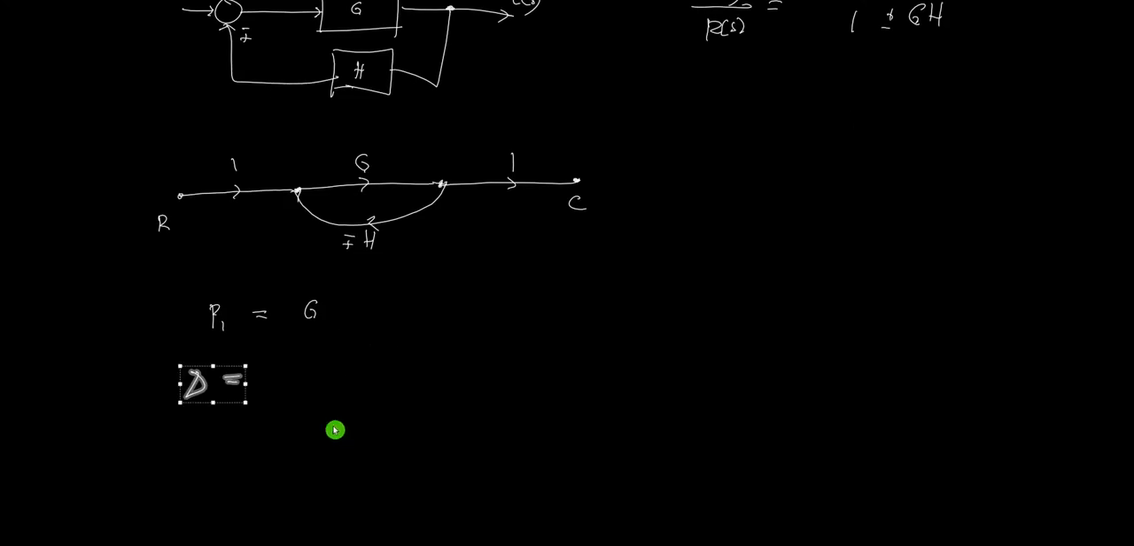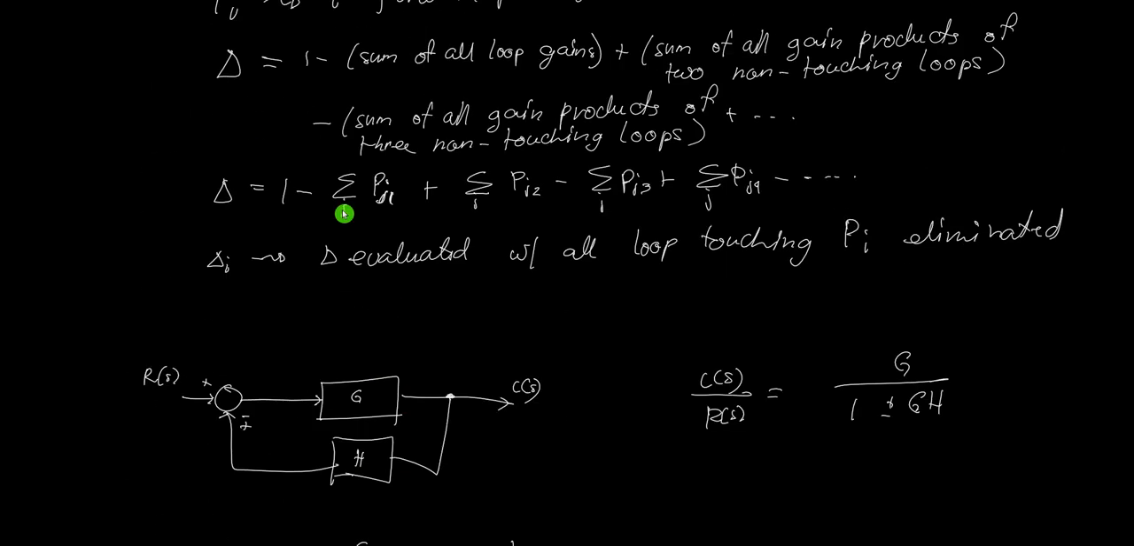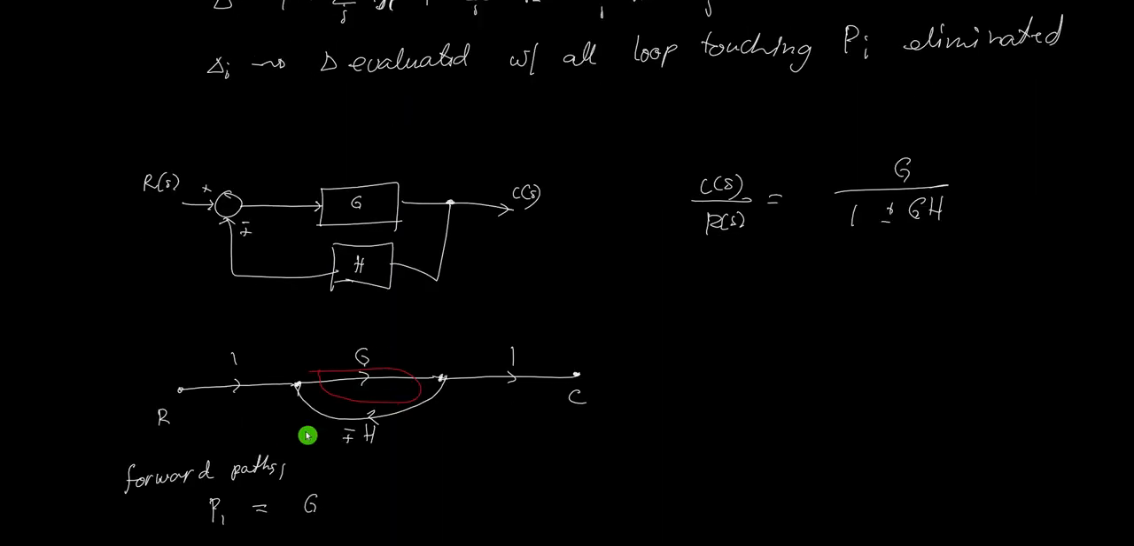So this is the forward path. Next, how about the loops? How many loops do we have? We only have one, this one. This is a loop. That one loop is P11. Why P11? Because this is Pj1, and j is equal to 1 because we only have one loop. So we have just P11.